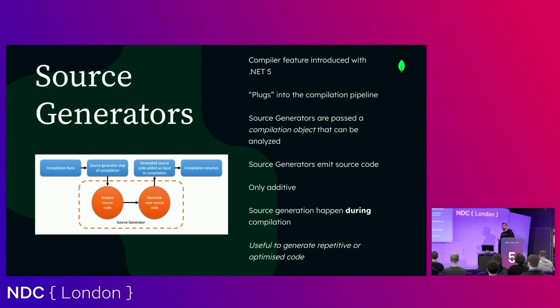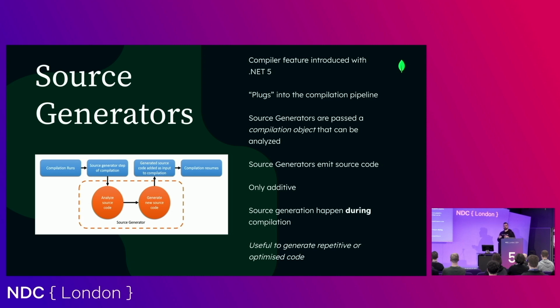Source generators were a compiler feature that was added in .NET 5 and are part of the compilation pipeline. Essentially, when there are source generators in your project, the compilation happens like you see in this screenshot that I've taken from the documentation. There is a first step of the compilation. Then there is the source generator part of the compilation, in which the compiler creates something that is called the compilation object that is passed to the source generator.